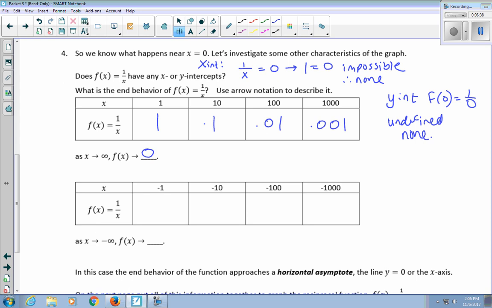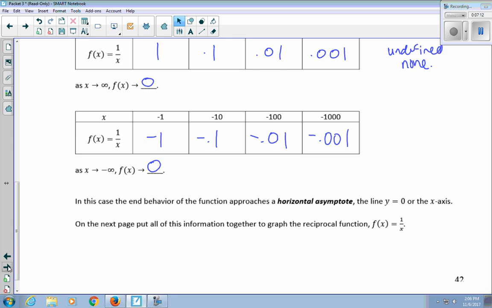And then I'm going to approach negative infinity. As x approaches negative infinity, 1 over -1 is -1, negative 0.1, negative 0.01, negative 0.001, also approaching 0, just from the other direction. Y values are approaching 0 from below 0. So we call this a horizontal asymptote at the line y equals 0, or the x-axis, because my y values are approaching 0.